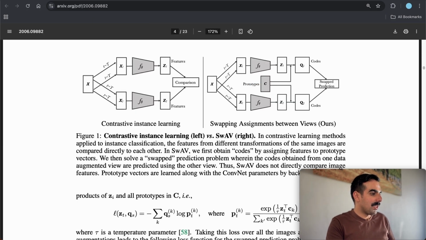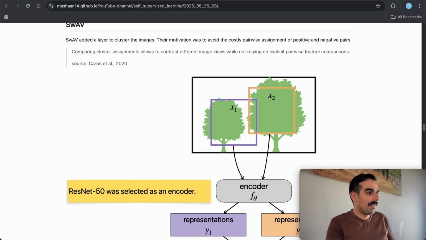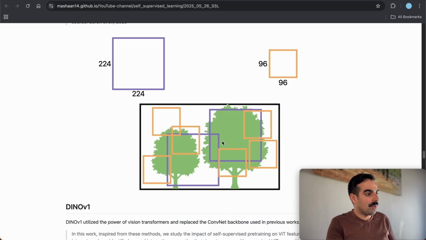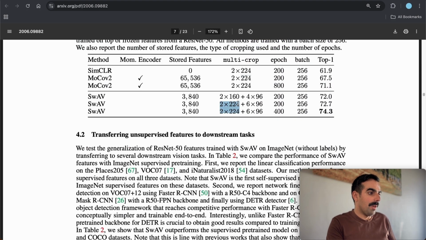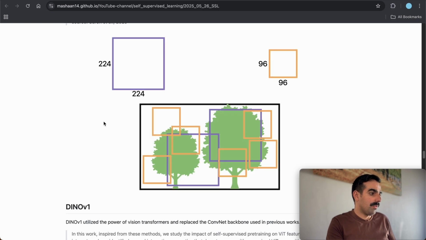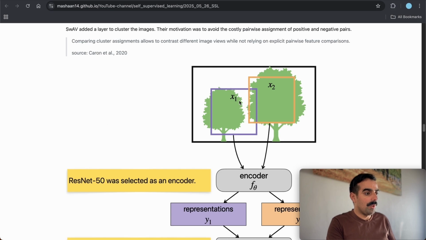Here, I have a visualization for this method. Basically, they're feeding multi-crops. The global crops are 224 by 224, and the local crops are 96 by 96. You can see in the paper, they use 2 images of size 224 and 6 images of size 96. But for this visualization, I'm only using the global crops, and the local crops follow the same idea. They go through the encoder and through the network.